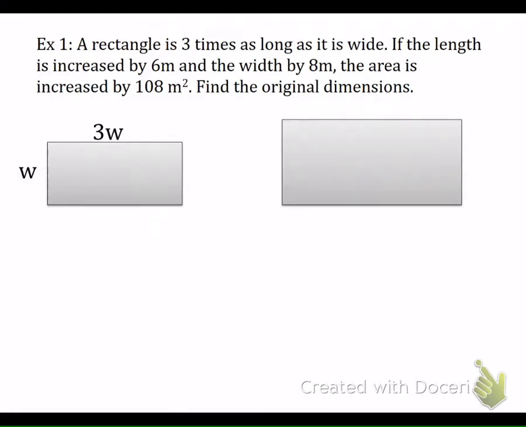So I am going to now draw a whole new rectangle. And I am just going to add those lengths. So to the 3W, I need to add 6. To the W, I need to add 8. Now, do you guys remember how to find area? Length times width. That's going to be a key here.